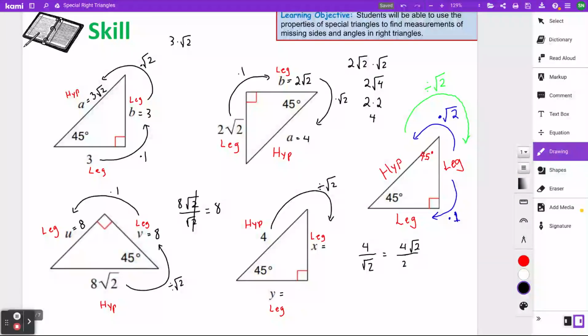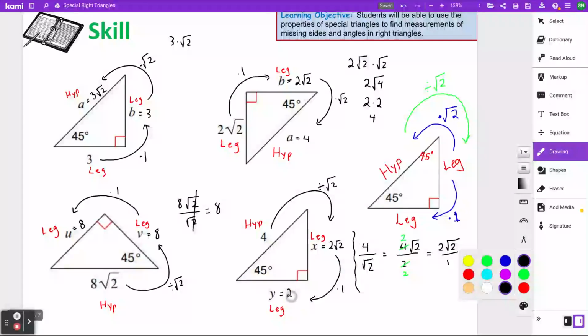We then have to simplify the fraction. 4 is divisible by 2. 2 is divisible by 2. This gives us 2 square root of 2 over 1. We don't write 1 in the denominator, and we just leave it as 2 square root of 2. Since leg x is 2 square root of 2, we multiply times 1, and leg y is also 2 square root of 2.